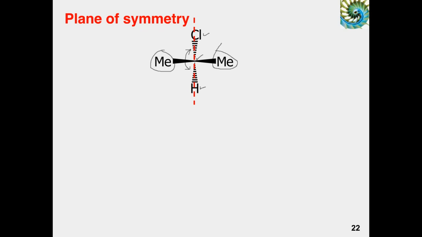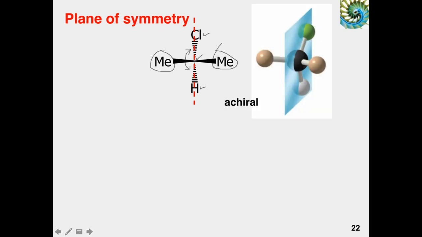Because there is a plane of symmetry, we can tell, and here once again the picture is much better. You see the plane right here, and the points defining the plane are the chlorine, the carbon, and the hydrogen. So this is the 3D picture. You can see the methyl groups going toward you, how one is the reflection of the other side. The molecule is achiral.